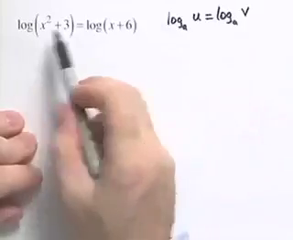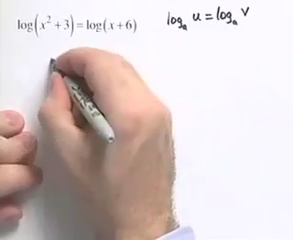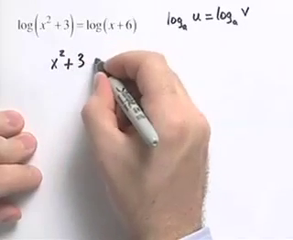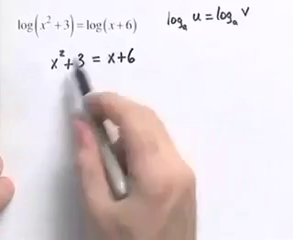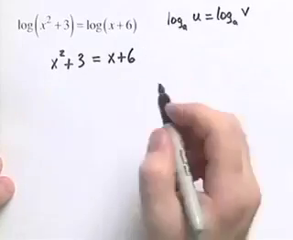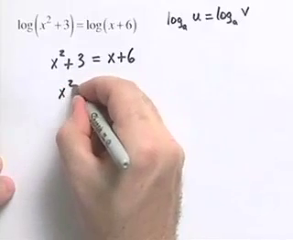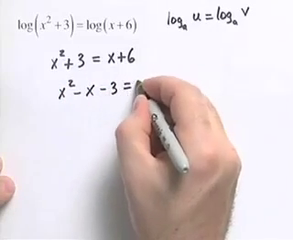In this case, we do have logs with the same base on both sides, so we can set these insides equal to each other and solve the resulting equation. We'll have x squared plus 3 equals x plus 6. We've got a quadratic equation now. We'll bring everything to the left side, let the right side equal 0. We'll have x squared minus x minus 3 equals 0.